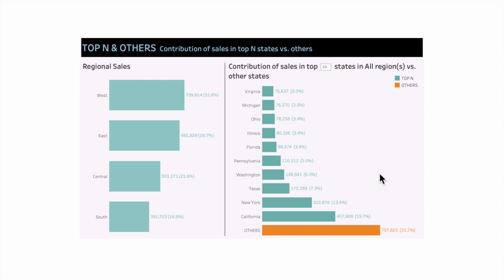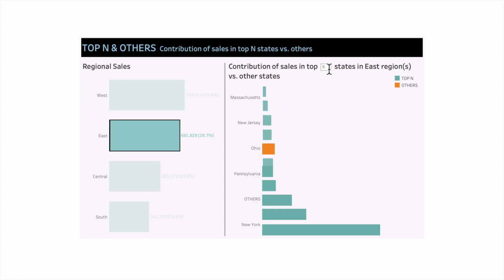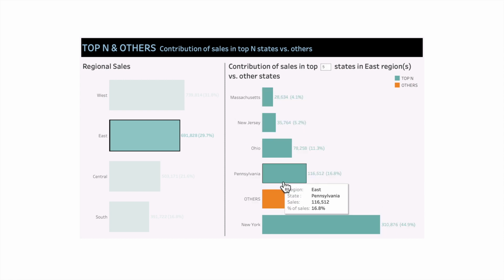We will also go one step further and see how we can have top 10 states based on selected region. So here if I select East, I'll be able to see top N or top 10 states based on the region that we have selected, that is East. I can also change from 10 to just 5 states and I'll see the top 5 states. Where do they fall, their percentage contribution, and where does other states fall into East region.